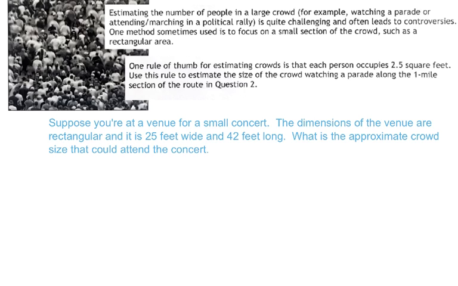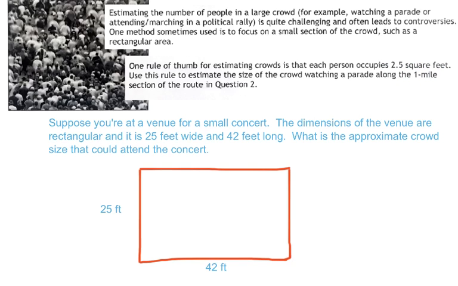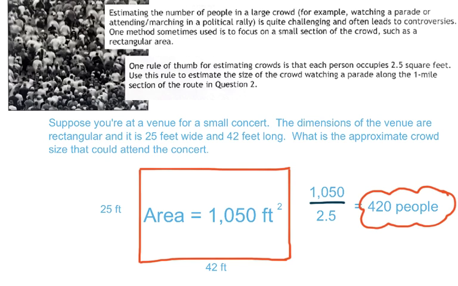Well, we're going to use the 2.5 square feet per person identified above. So we'll draw a rectangle 25 feet wide and 42 feet long. Find the area of that rectangle. We multiply 25 by 42 and we'll get 1,050 feet squared, or square feet. Then we take the area divided by how much area each person occupies. So that's 1,050 divided by 2.5, and we get 420 people. Now that's an estimation for how many people could watch this concert.